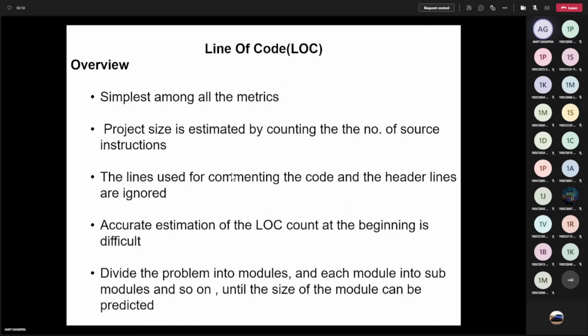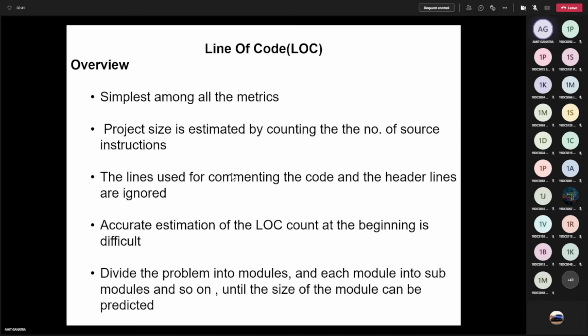So the first metric we have to see today is line of code, right? It's not line of control. LOC in our subject is line of code. It is very easy for me to calculate the line of code if I have already written it, at the end of the software. Once I have written all my programs and put together all the lines of code, then it is very easy. But here it is used to estimate in advance.